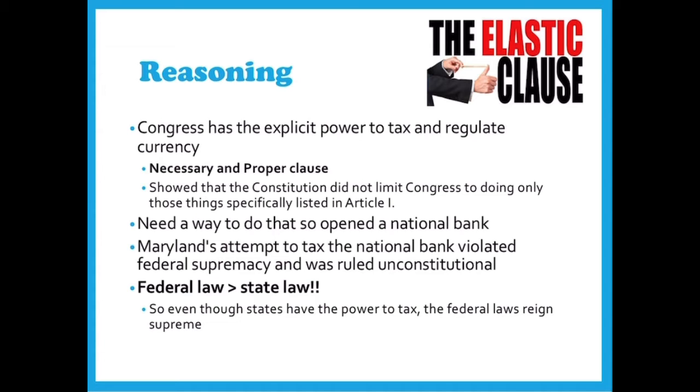In addition, Maryland's attempt to tax the national bank violated federal supremacy, and that made it therefore unconstitutional. So overall, federal law was supreme to state law. So even though the states have the power to tax, the federal laws reign supreme.